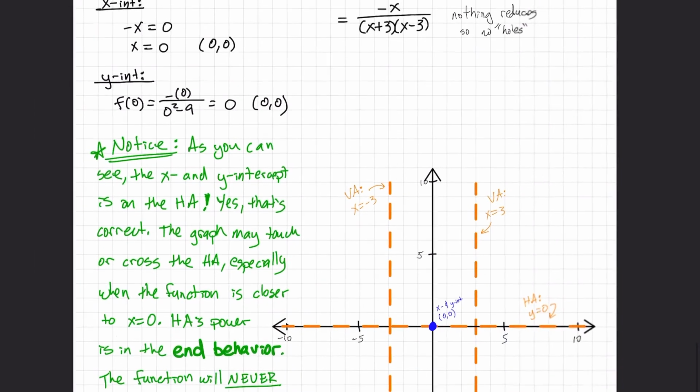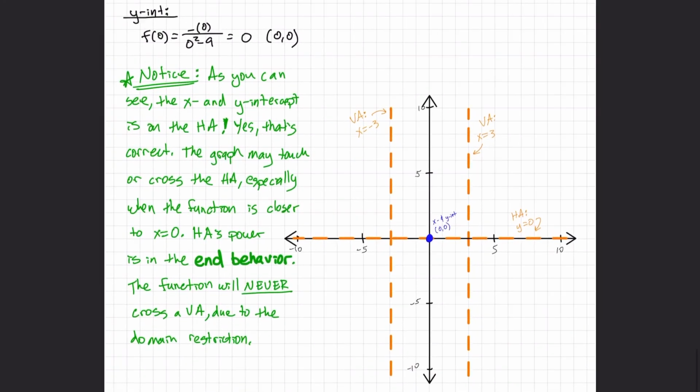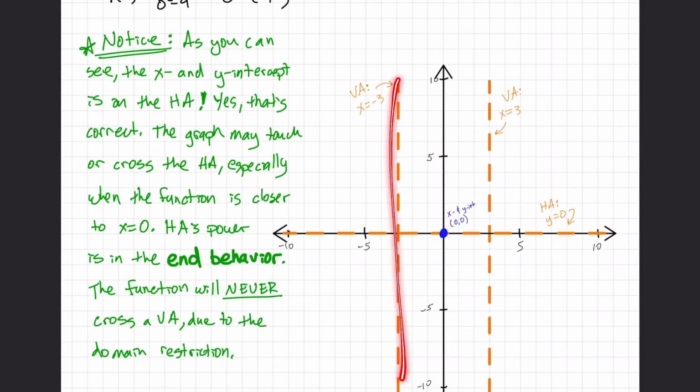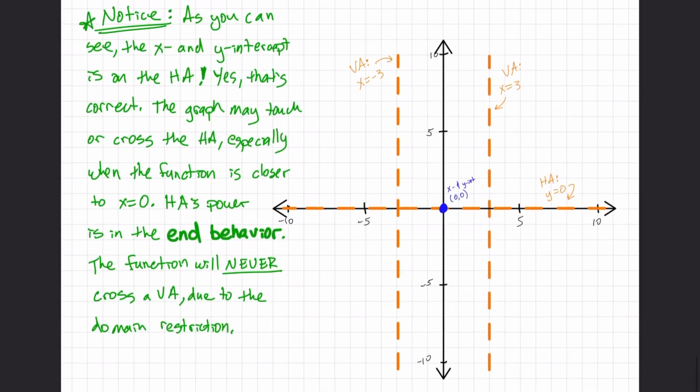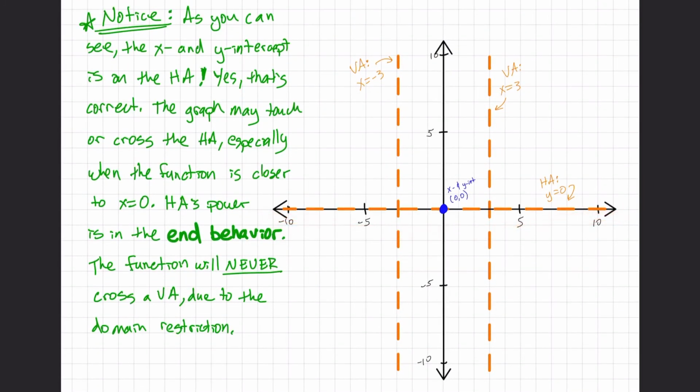All right, then put all this information together. We have a vertical asymptote at x equals negative 3 and x equals positive 3. We have a horizontal asymptote at y equals 0. And we have both x and y-intercept at 0, 0.